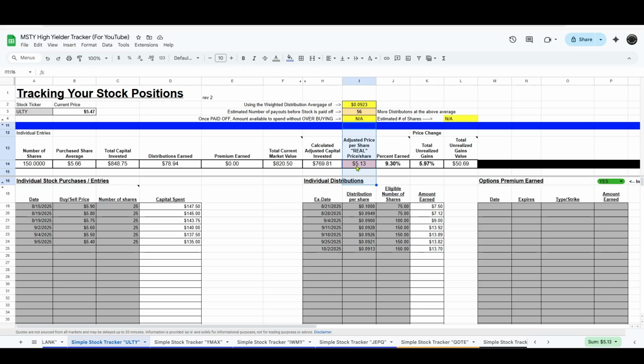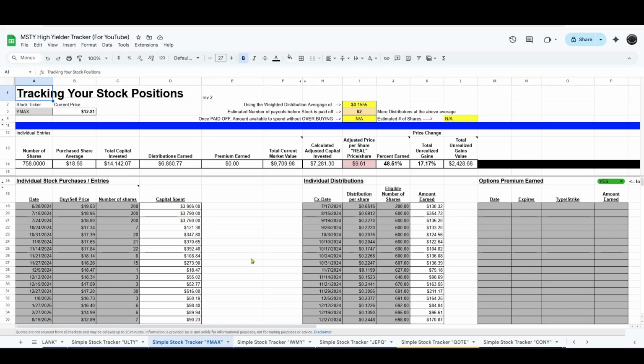It's not the popular way, but it is how I play it, as I'm personally looking to try to get all of my capital back as soon as possible, because you don't know what tomorrow brings. So with a real price per share of $5.13, I'm pretty happy with ULTY. Now let's move on to YMAX.